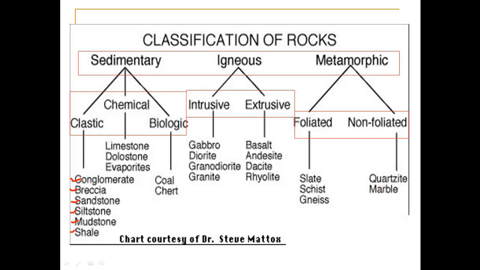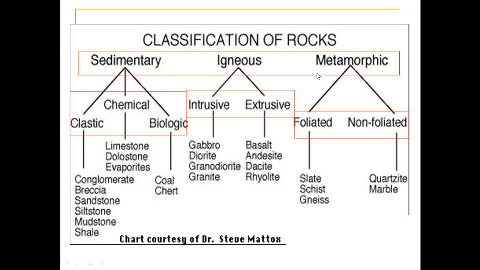Now, sedimentary rocks also form due to chemical action or chemical precipitation. Examples are limestone, dolostone, and evaporites. Examples of evaporites are rock salt and gypsum. Sedimentary rocks are also formed in a biological manner: coal and chert. These are formed due to the decaying of dead remains of plants and animals.